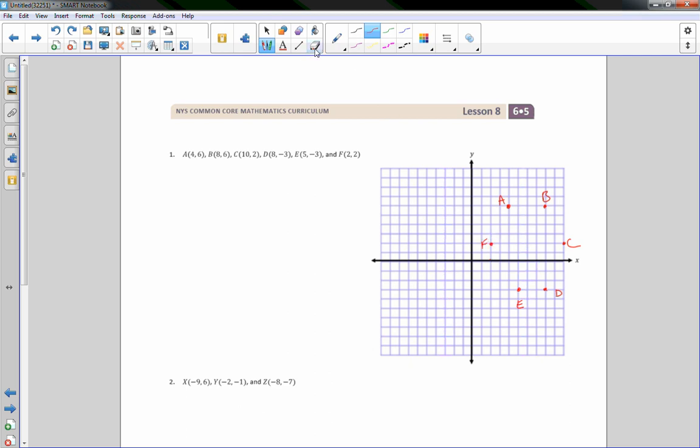Okay, so I did touch this thing here and get rid of that. Okay, so there is my diagram. Then I'm going to connect the dots. This is segment AB.